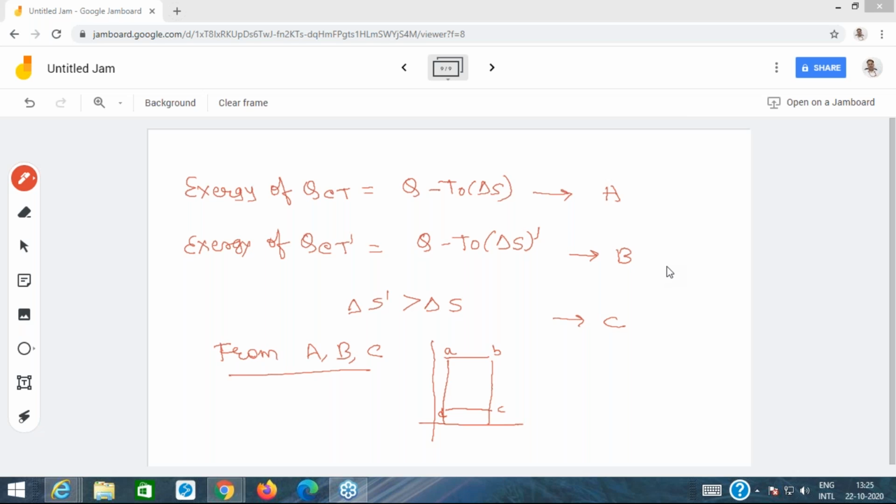Area under C to D, area ABCD is the available energy. Okay, we are right.